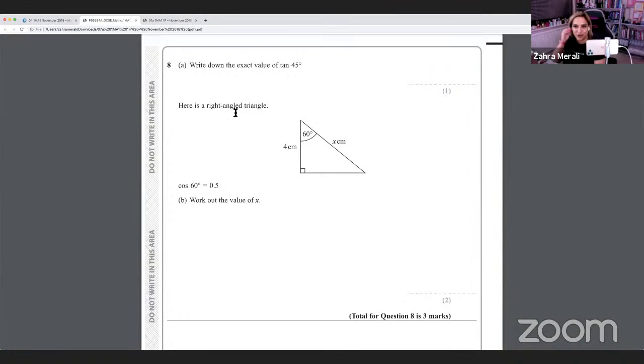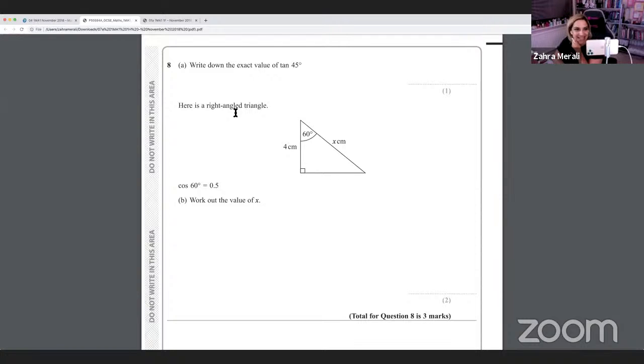Okay, so now we're going to move on and look at the higher paper. What we've got here is the first 7 questions are the same as the last 7 questions of the foundation paper. So if you're not sure and you want to go through those, you can go through those questions on the foundation paper, but this is starting at question 8.